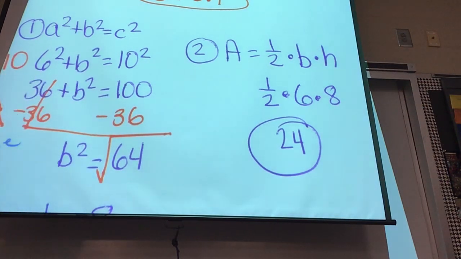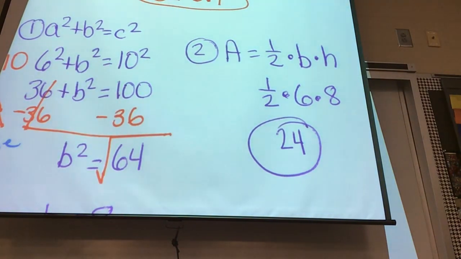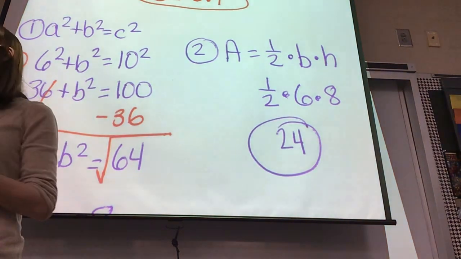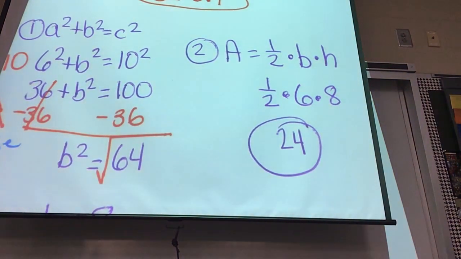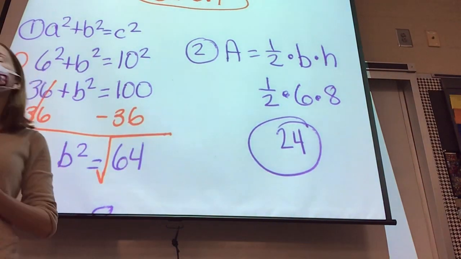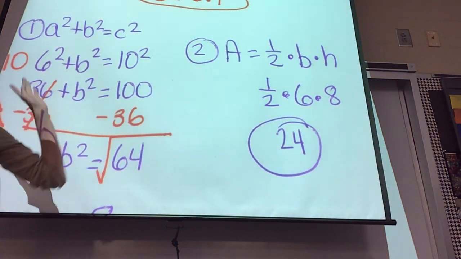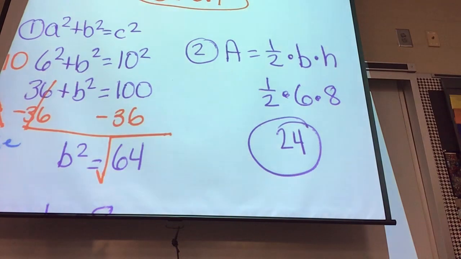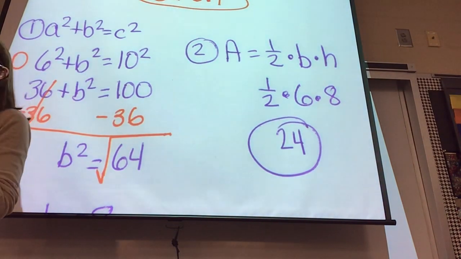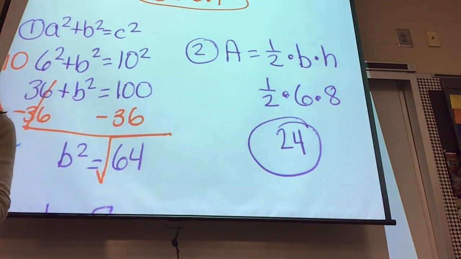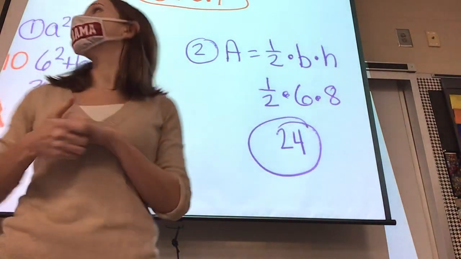Okay, so any questions? At this point, you've got 3 things that you've got to do. Use the Pythagorean theorem, decide if it's a yes or no, and then plug in your answers to find the area. So any questions? Everybody's good. Okay, you've got a couple of minutes.